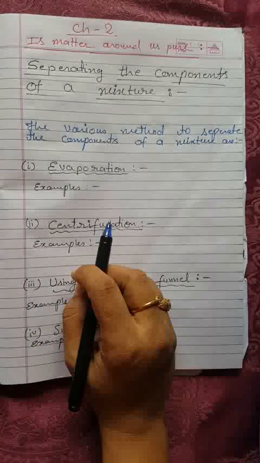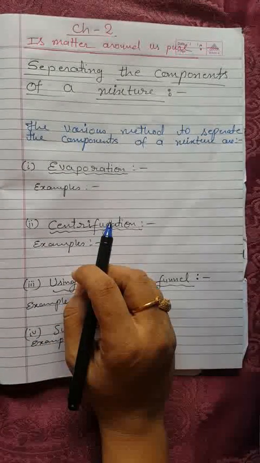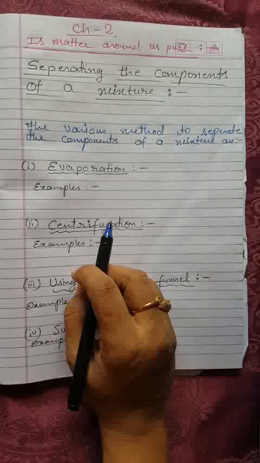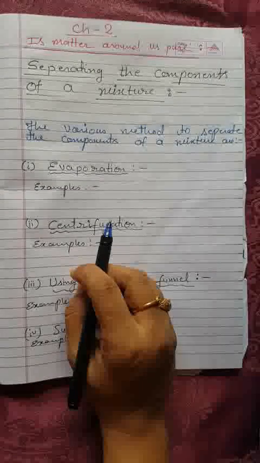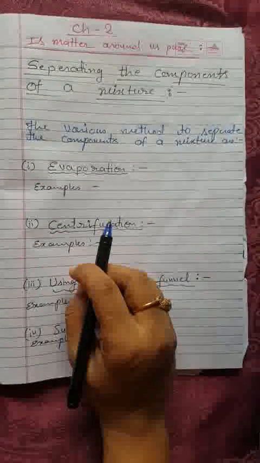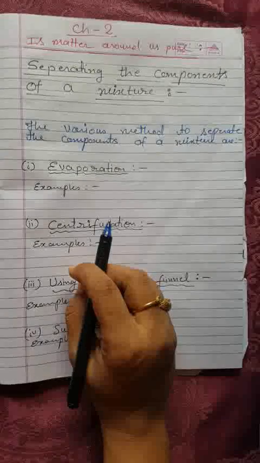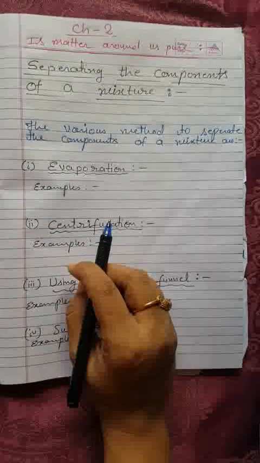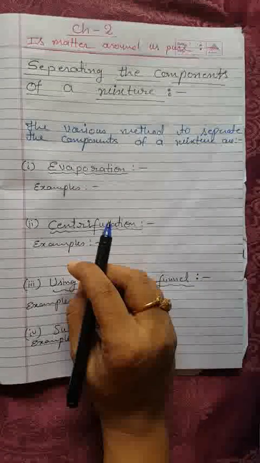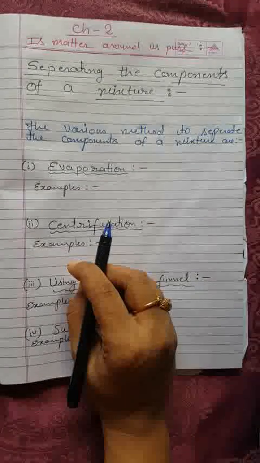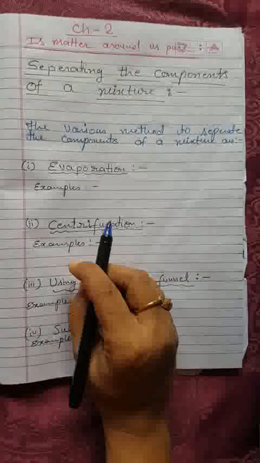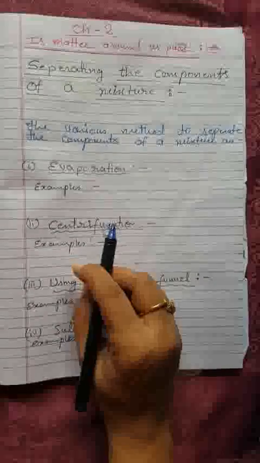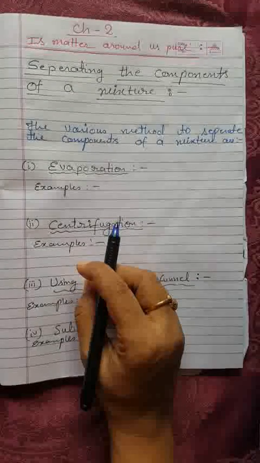Good morning, students. Today I am going to explain other topics of chapter 2, Is Matter Around Us Pure. Already I have discussed in my previous videos about elements, compounds, mixtures, and different types of mixture like solution, suspension and colloid. In this video I am going to explain the various methods which are used to separate the components of a mixture. There are various methods, one by one I will explain.